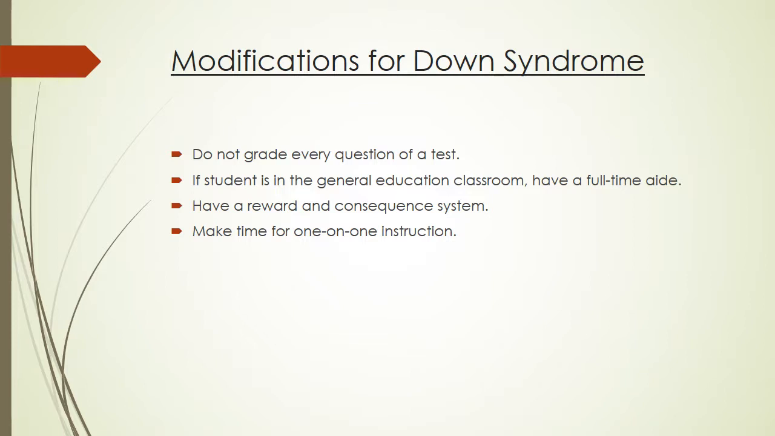And make time for one-on-one instruction. It is hard with a classroom of other students, but especially as the students get older in the older grades and the teacher can consistently rely on the other students to do their work on their own, then it's easier to get that one-on-one time with the student with Down syndrome.